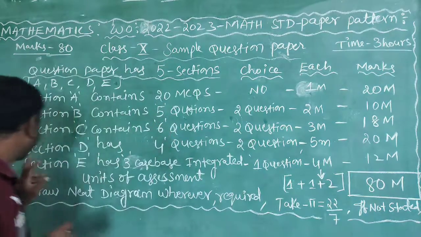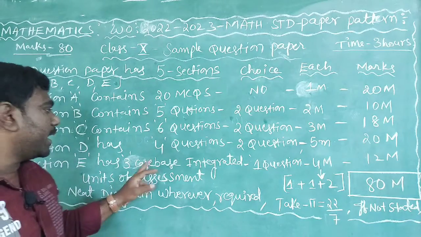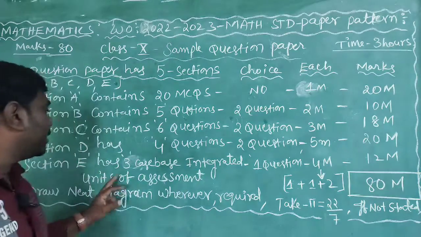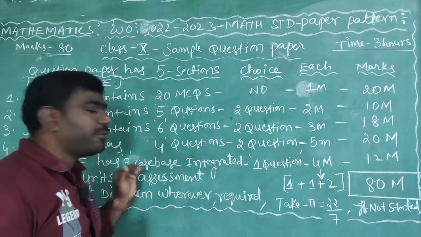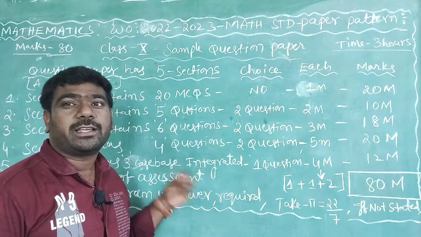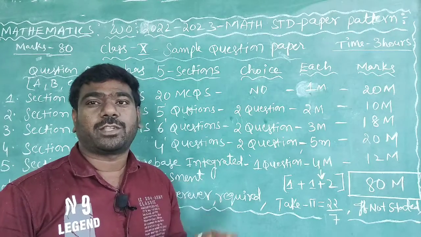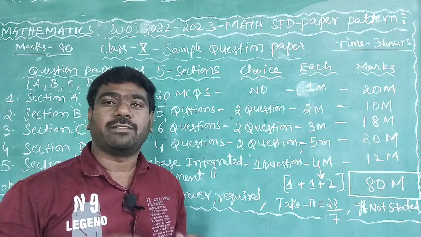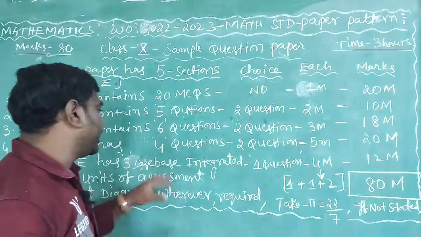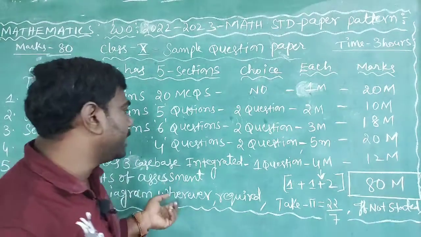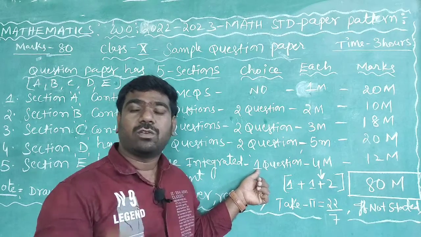Next one is section E. Section E has 3 case-based integrated units of assessment. What is this integrated unit of assessment? Everything I will explain. No need to worry, CBSE students. I will explain clearly. So in total there are 3 case based integrated units of assessment.